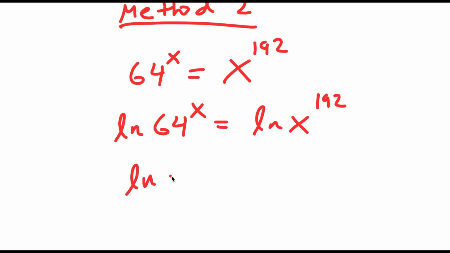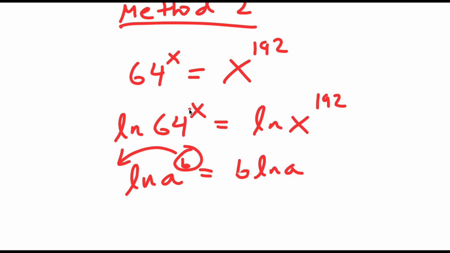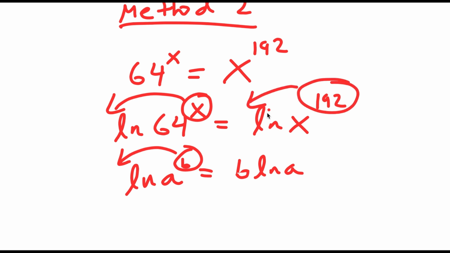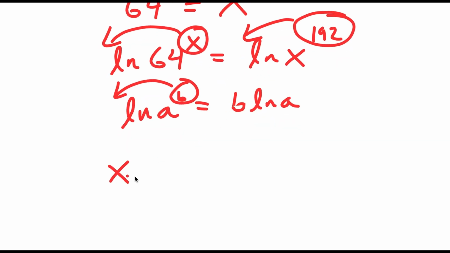Now, if I have something in the form ln a to the power b, I can move this exponent b to the front. So this turns into b times ln a. So in this case, for ln 64 to the power of x, I'm going to move x to the front. And for ln x to the power of 192, I'm going to move 192 to the front. So now I have x times ln 64 is equal to 192 times ln x.